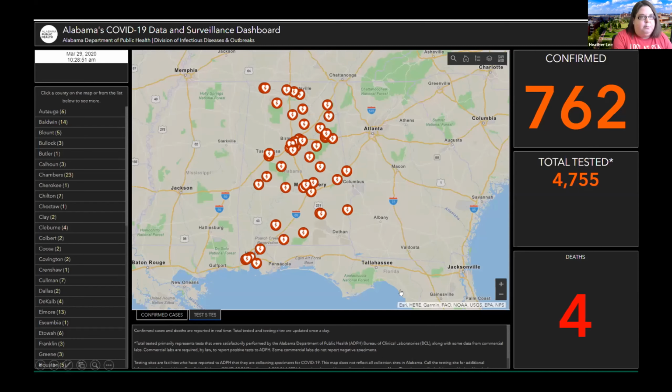You can also, on the same dashboard, go to the confirmed cases. So it just breaks it down by county, like where these confirmed cases are, and they update this throughout the day.